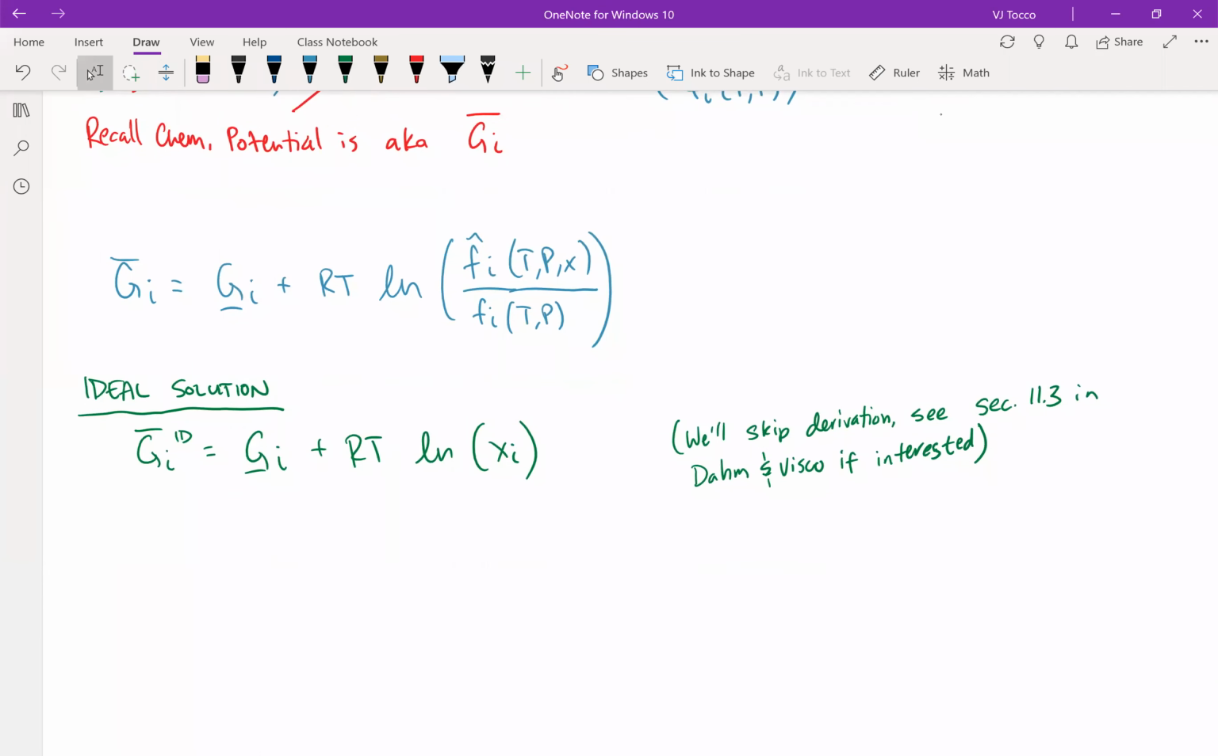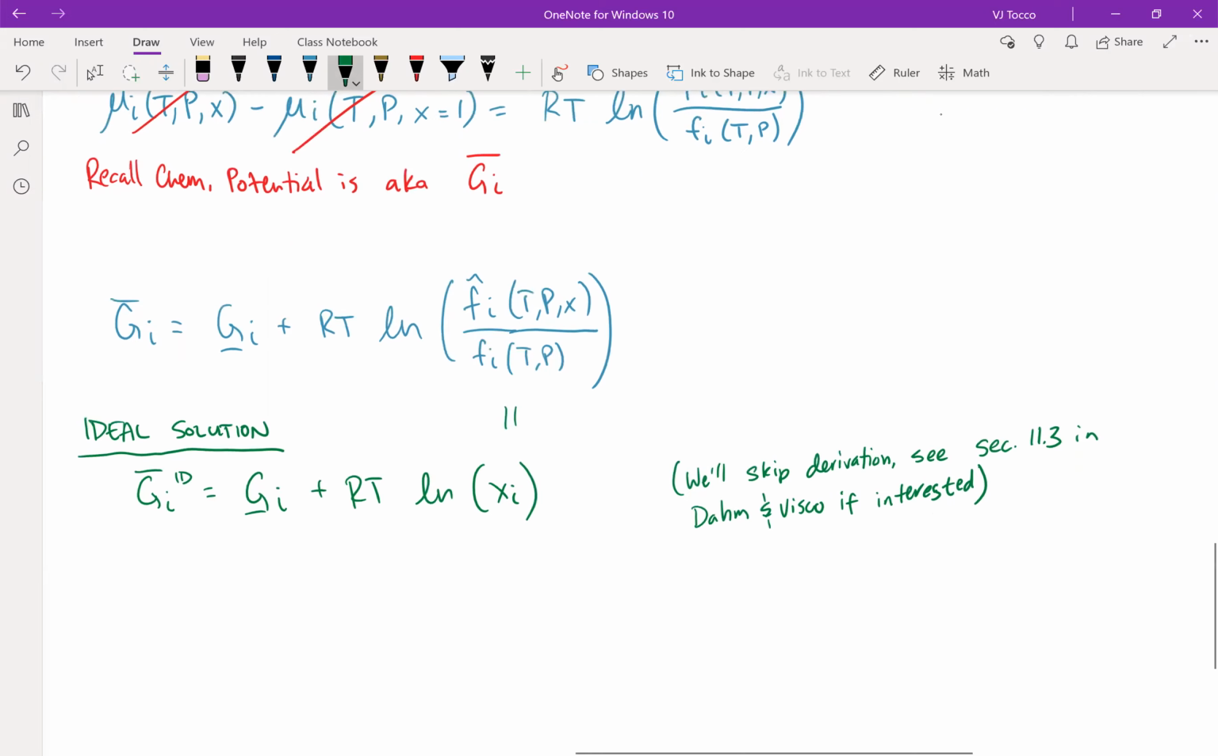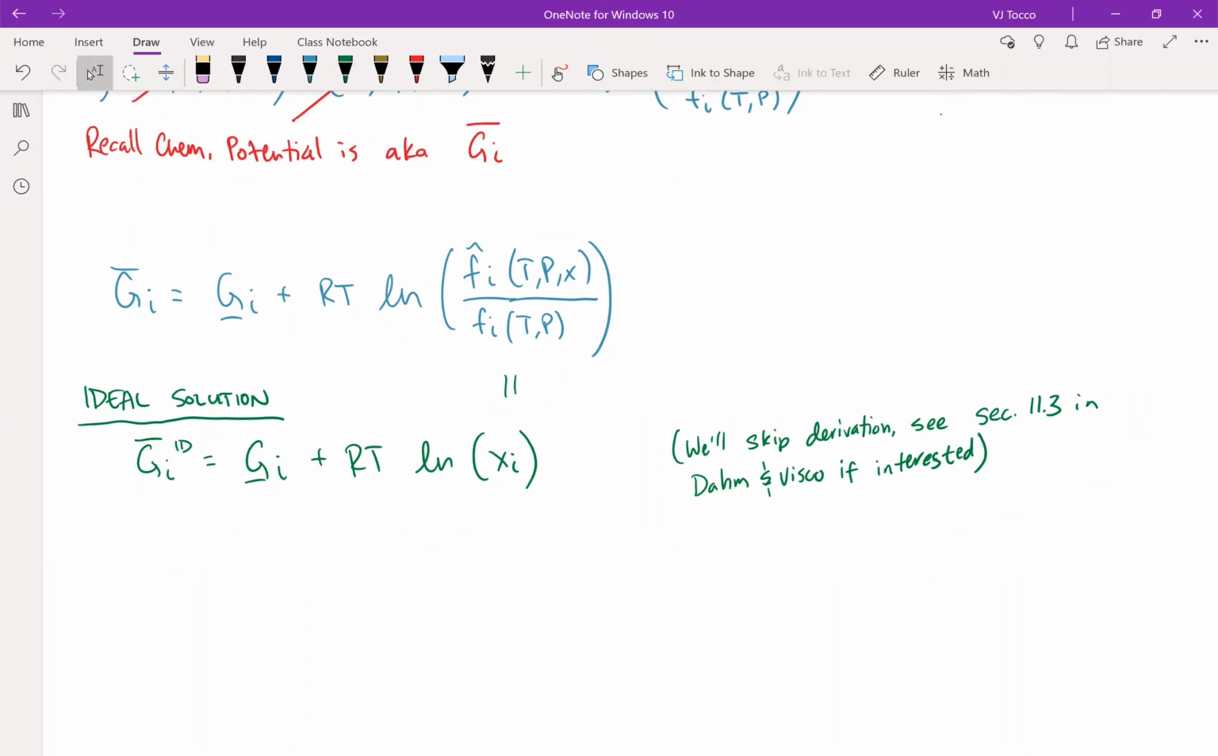But really what I wanted to do was compare this expression for the ideal solution to our expression for partial molar Gibbs energy. So comparing the light blue equation to the green equation. And you see that the expression is exactly the same if I can say that Xi is equal to the partial molar fugacity divided by the pure component fugacity. And this is what is known as the Lewis-Randall rule. So that leads to the Lewis-Randall rule.